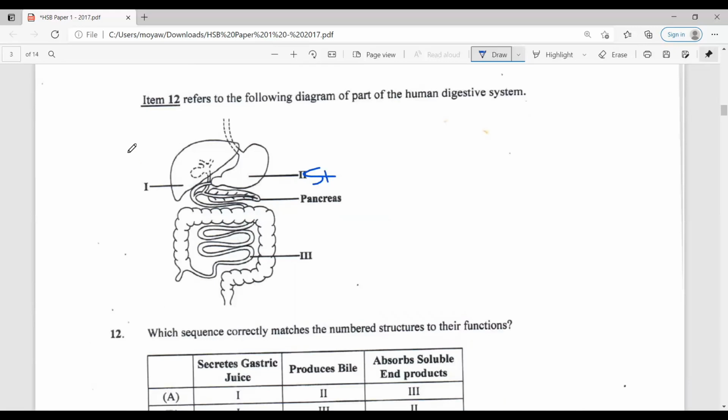Then 1 is the liver. So 1 is the liver. And then we have 3. 3 is the small intestine. If we want to be specific, we could say it's the ileum. So small, so SI for small intestine. And then this is a bracket, so I, L, I, U, M. So dot. And then close my bracket.